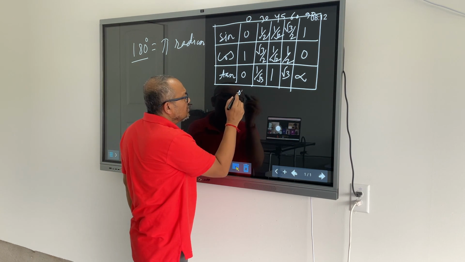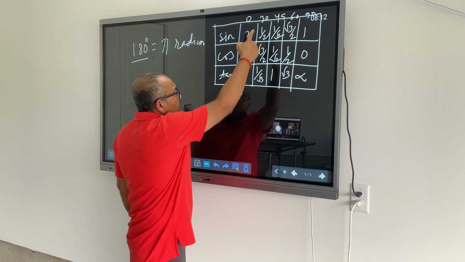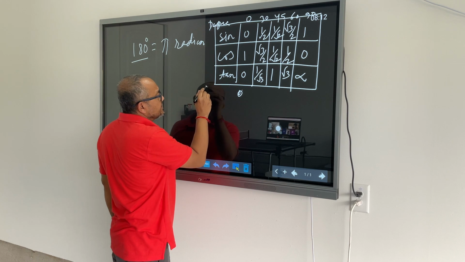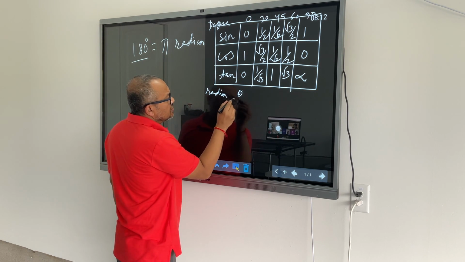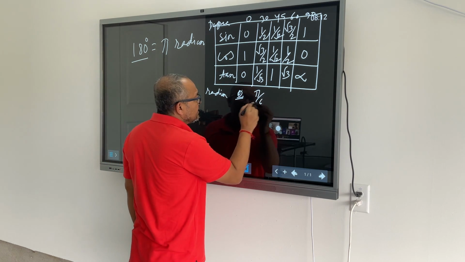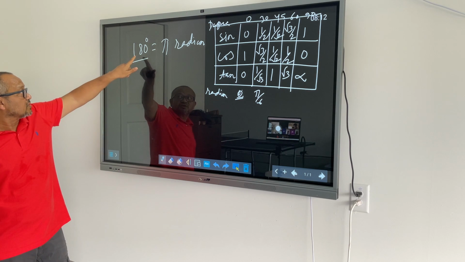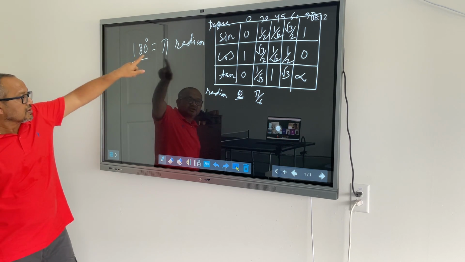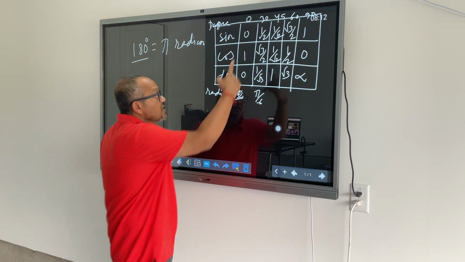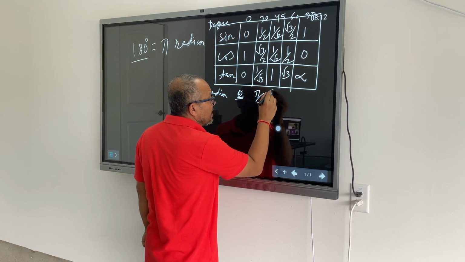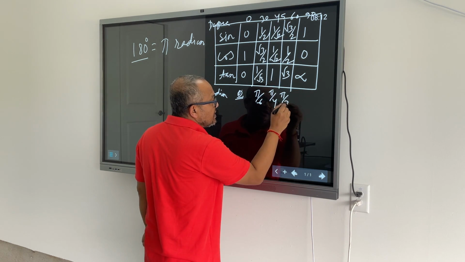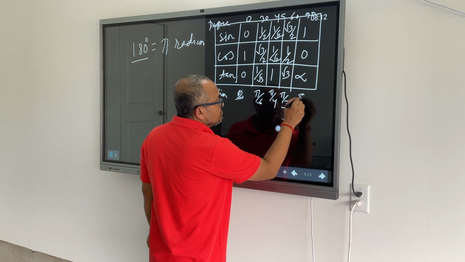So, if I want to interpret these angles in radians, this is in degree and this is in radian. 0 degree is equal to 0 radian. 30 degree is pi over 6 radian, since 30 is 1/6 of 180 degree. If I want to read 45 degree in radian, that will be pi over 4. 60 degree will be pi over 3. And 90 degree will be pi over 2.